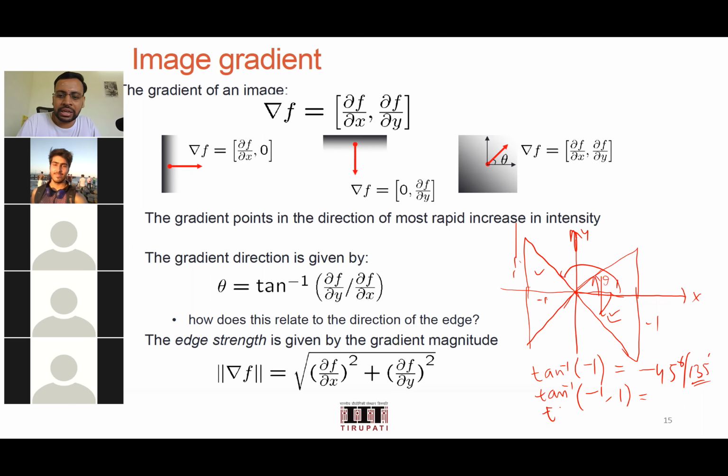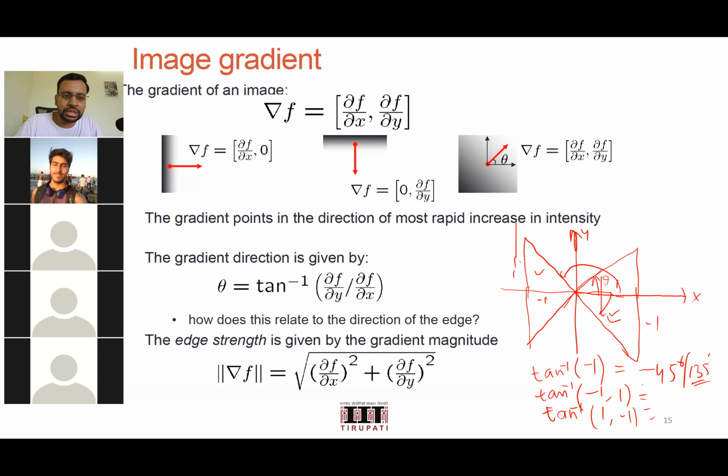On the other hand, if I give you tan inverse of 1 and minus 1, what would you tell this value to be equal to? My x value is 1, y value is minus 1. Then what is that value? Minus 45. Minus pi by 4.